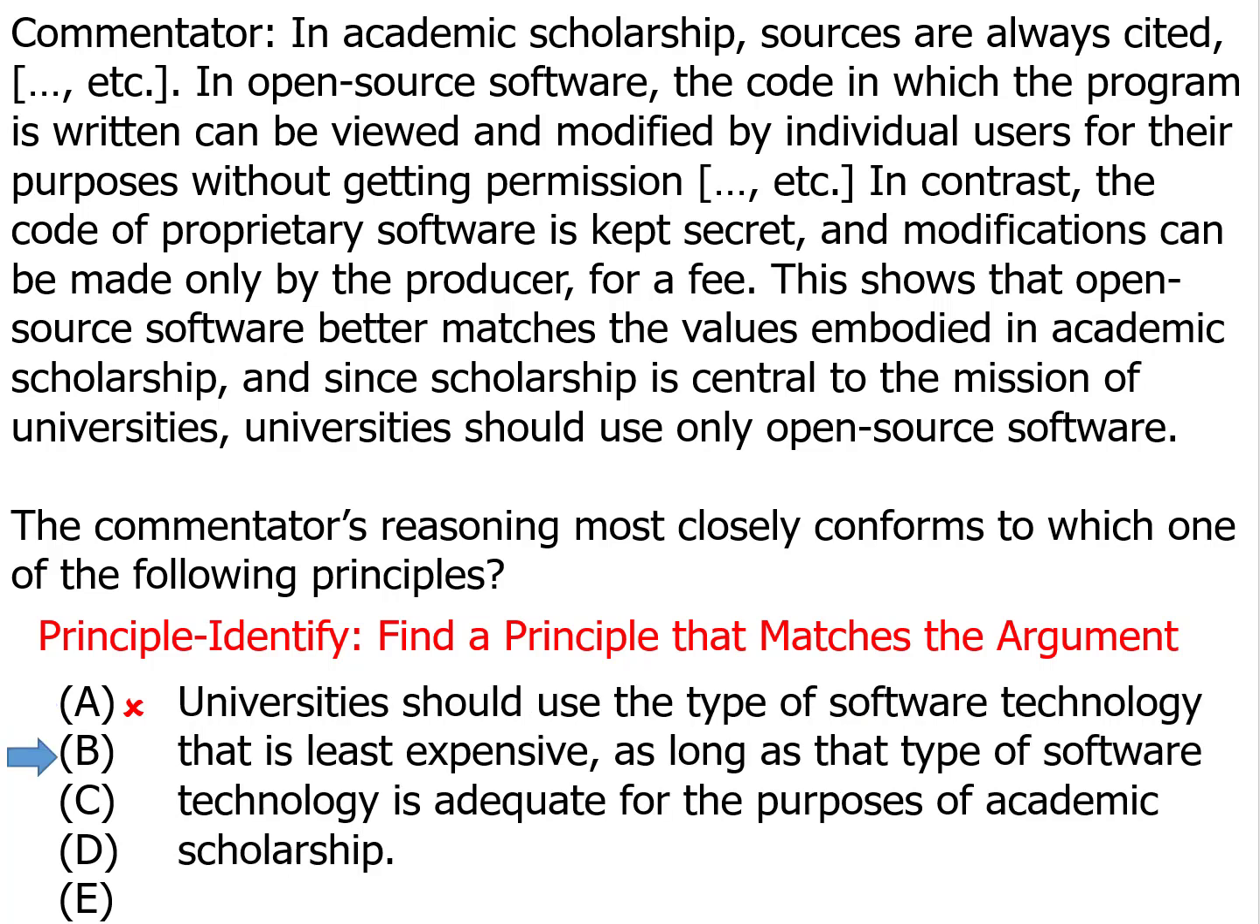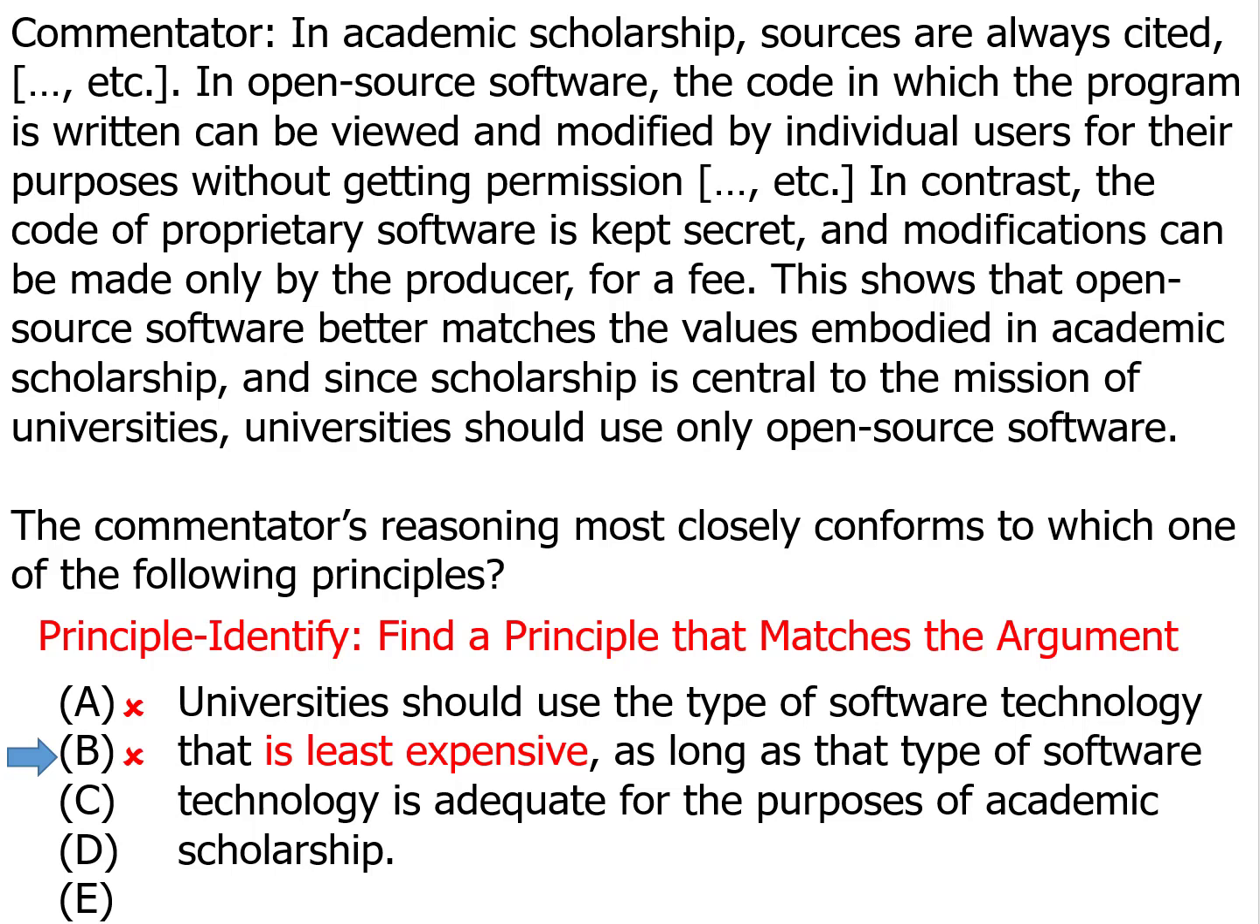Answer choice B. Answer choice B is also wrong because it says that universities should buy the type of software that is the least expensive. And expensiveness was not what the commentator made their decision based on. Now be careful. They did mention some things relating to price. They said that proprietary software involves a fee, but they never rejected it because they want to pay cheaper fees. They rejected it because it doesn't match with their mission.